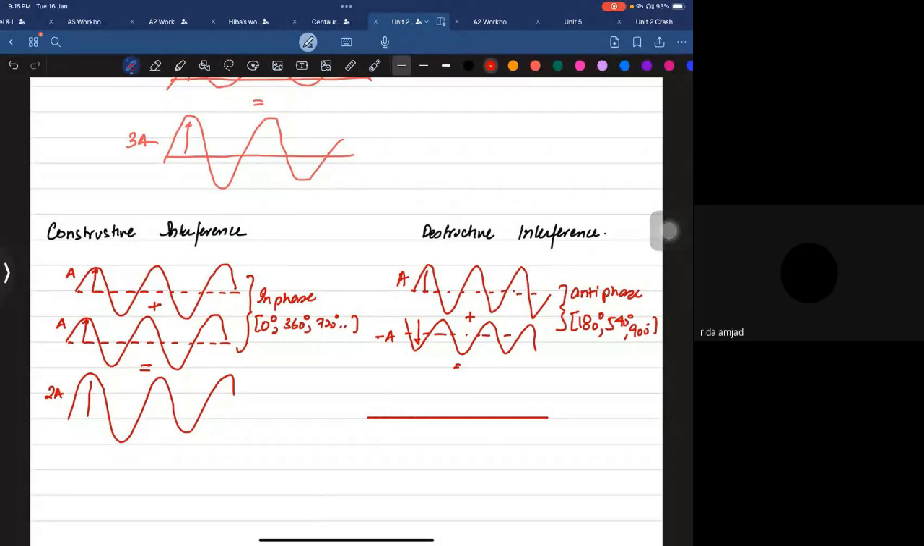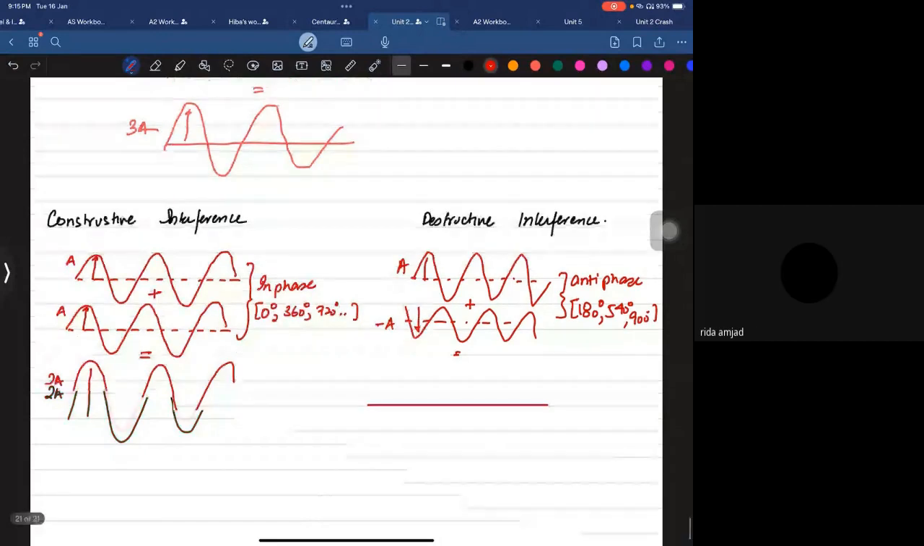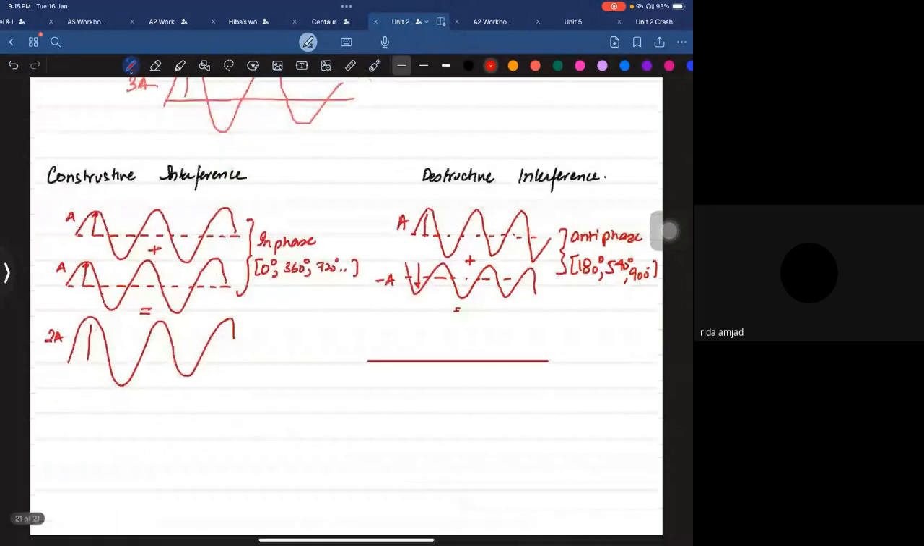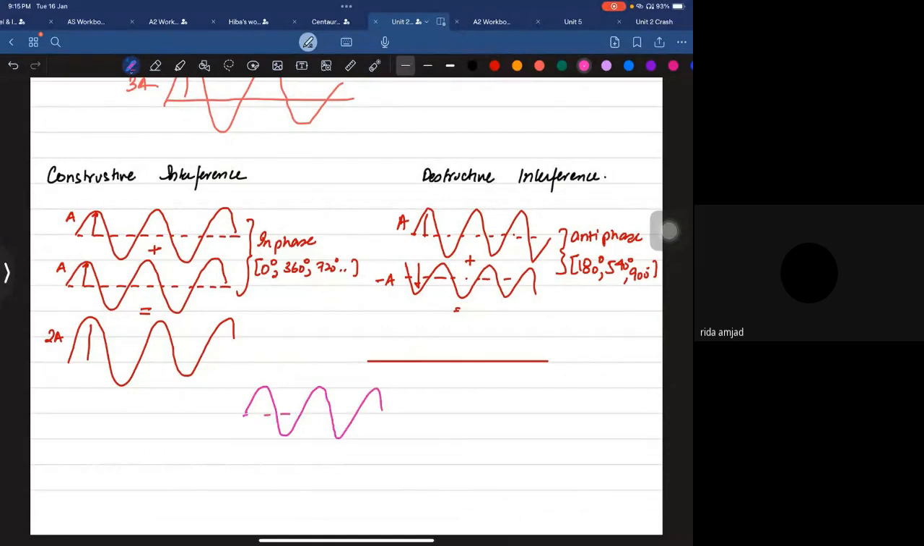Right. Now, it's not like they would always do that. Basically, the principle of superposition will be followed, which means it could also be possible that one wave is, let's suppose, 2A, and the other wave is anti-phase, but it is just negative A. So the result of this can be destructive, but some of the wave will remain. You guys understand that? So A will remain. So it basically follows the principle of superposition.